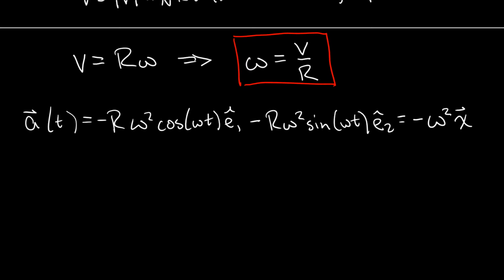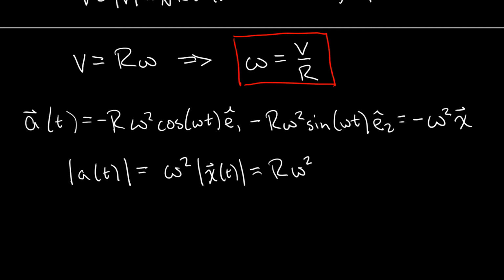So it's really easy to find the magnitude of this guy, and we find that the magnitude of the acceleration is just equal to omega squared times the magnitude of the position, which is just r. So this is r omega squared, which I can rewrite using this formula here, and this gives me v squared over r. Now this comes up all the time. This expression shows up everywhere.